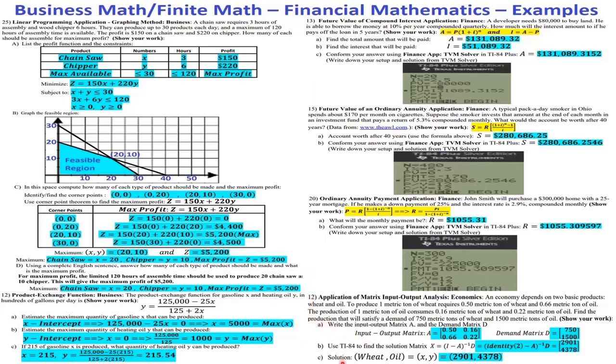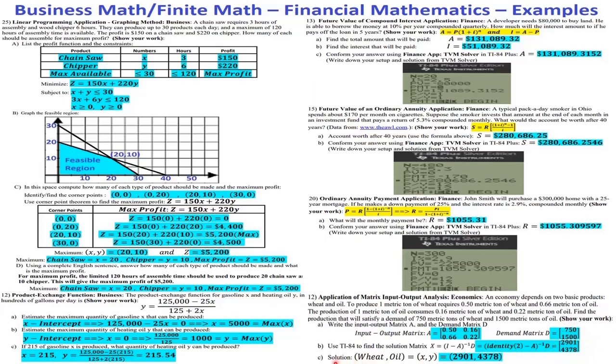Then I have here an application of matrix input-output analysis of economics. You have two basic economic products, wheat and oil, and this is the matrix relationship between them: an input-output matrix A, 0.5, 0.16, 0.66, 0.22. The demand is 750 for the wheat and 1,500 for the oil. You can use the TI calculator with (I minus A) inverse times D, which is identity 2 minus A, inverse, times D. If you do that, you will end up with this solution.